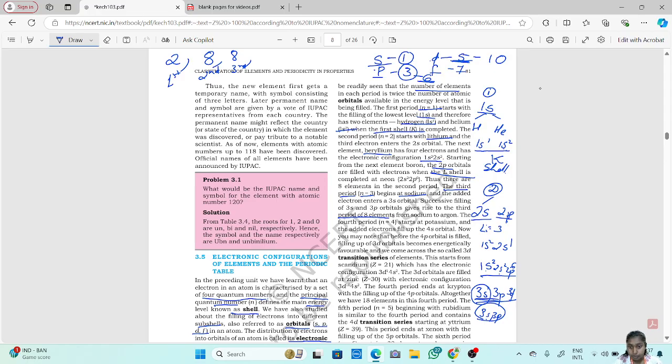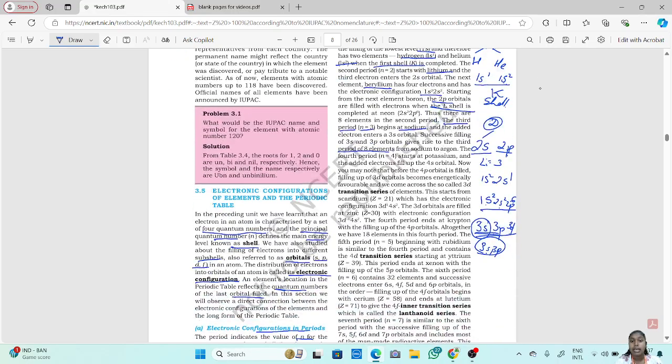Now the fourth period. The fourth period starts from potassium. The added electrons fill up the 4s orbital. So here 4s orbitals are being filled up. Now once 4s orbitals are filled, you may note that before the 4p orbital is filled, filling up of 3d orbitals becomes energetically favorable, and we come across the so-called 3d transition series of elements.